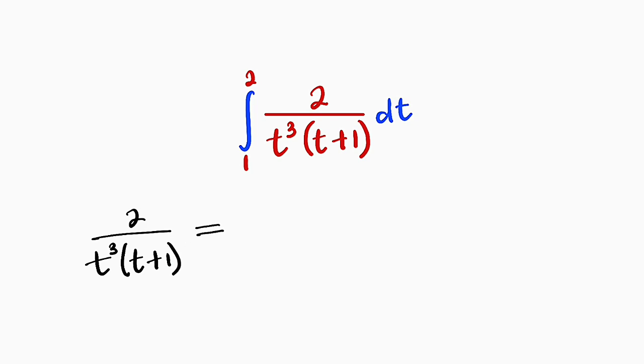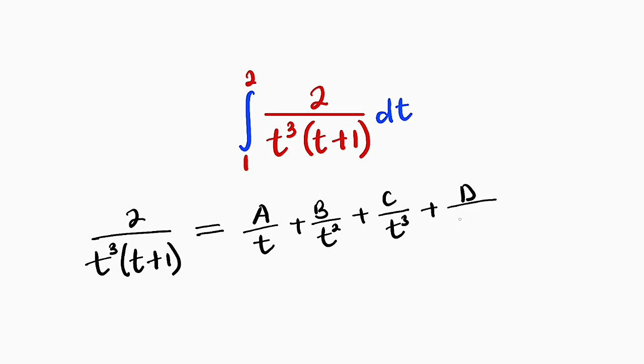You have to always consider the denominator. We have two different factors here. But this one is repeated, right? t times t times t, which is t to the power of 3. So I would like to start with this one. So we have a constant divided by t without power, plus another constant divided by t to the second power, plus another constant divided by t to the power of 3. We are done with this one. Then plus another constant divided by the second factor, which is t plus 1.